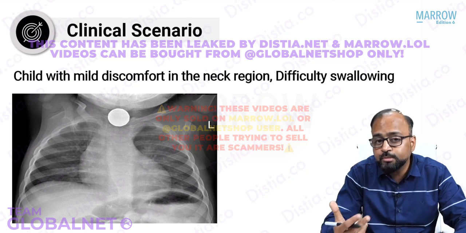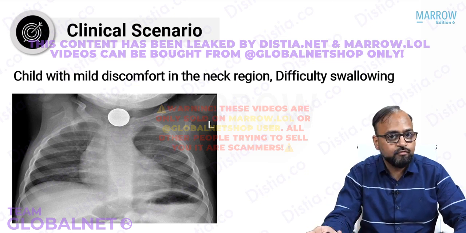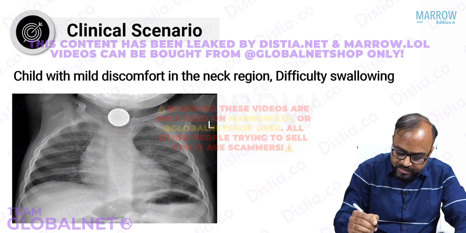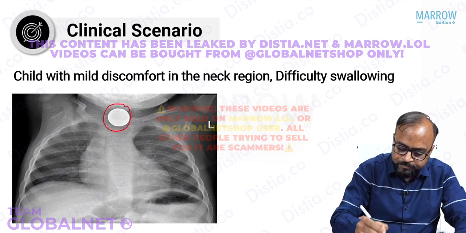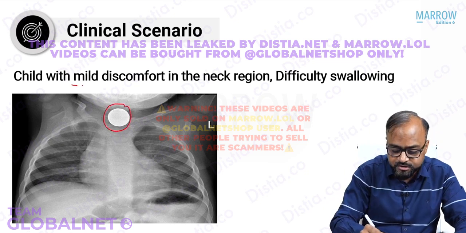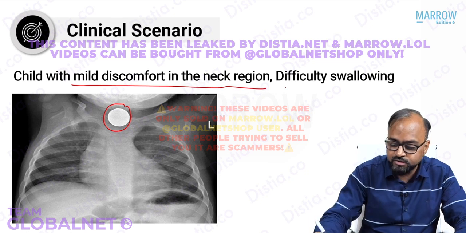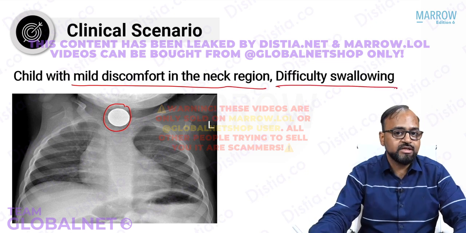We did not see a foreign body, but we saw air trapping, right? So that was suggestive of foreign body aspiration. Now this child, we see something very prominently here, but he does not have respiratory distress. He has mild discomfort in the neck region and difficulty in swallowing. What does it tell us?